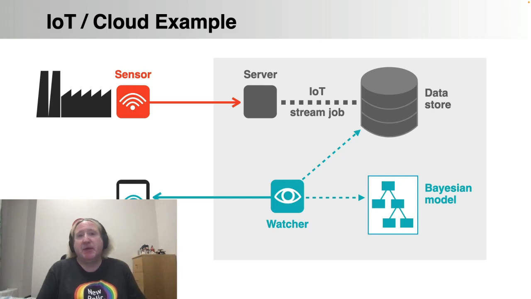We have a bunch of sensors coming in from, well, they could come in from anywhere. And then we have some sort of server or even serverless provisioning, which produces an IoT stream job, which is fed into a main data store. And then we have other components which are watching that serverless data store and have some kind of machine learning model that's being applied over the top of it.